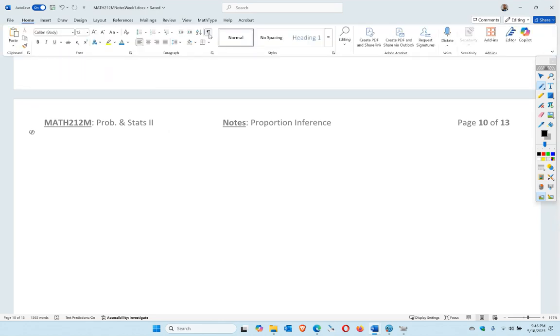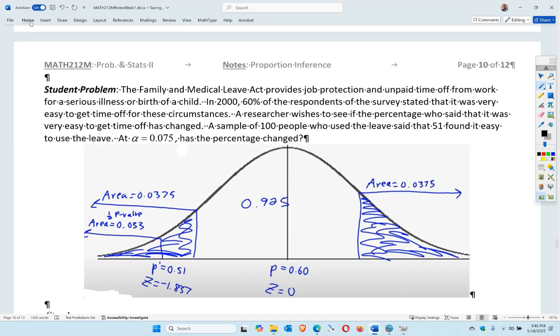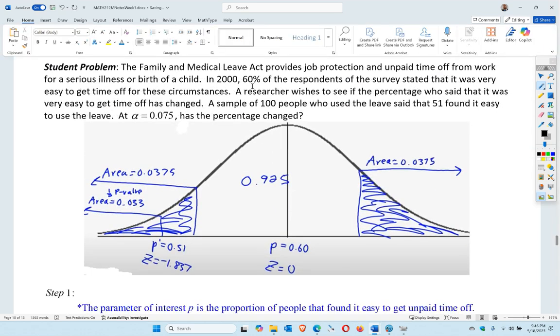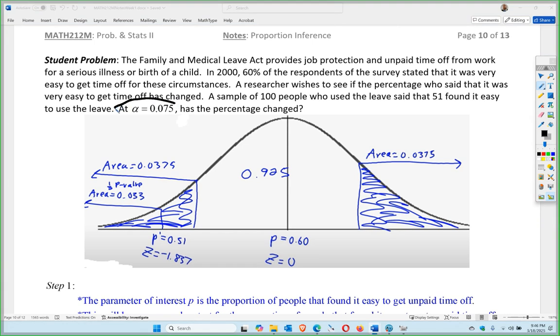Okay, let's say the Medical Leave Act, 60% of people found it was easy to use. But we don't believe anymore, years later, that it's still 60%. We think it's now different. So now I'm going to use an alpha of 0.075, so 7.5%, which means 3.75 on either end.